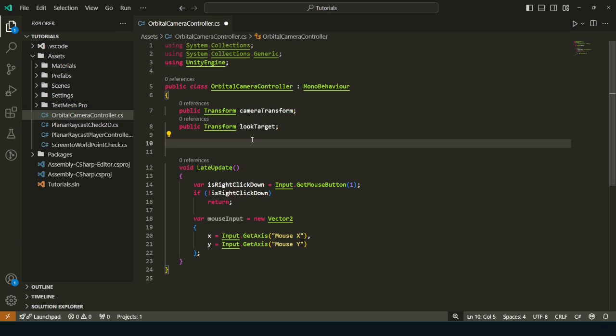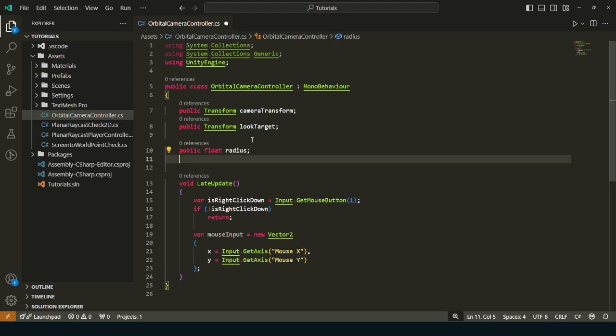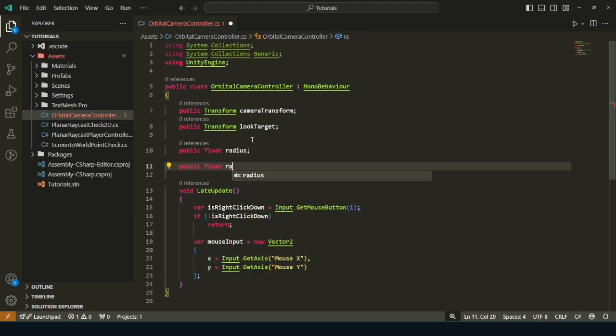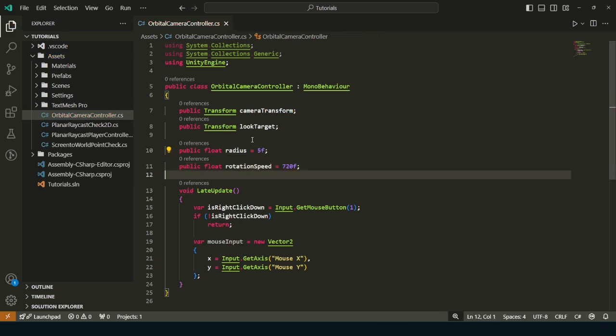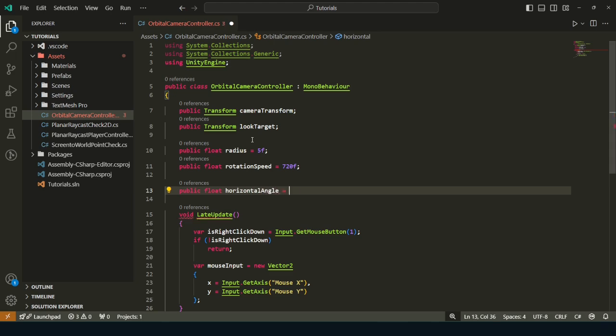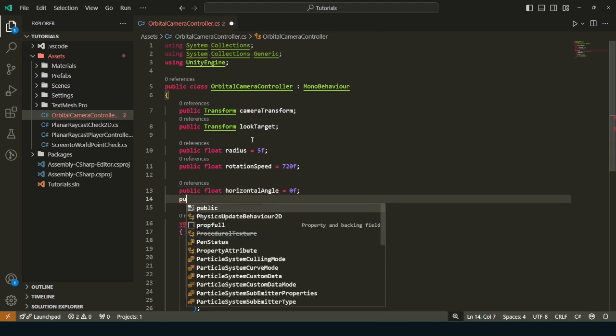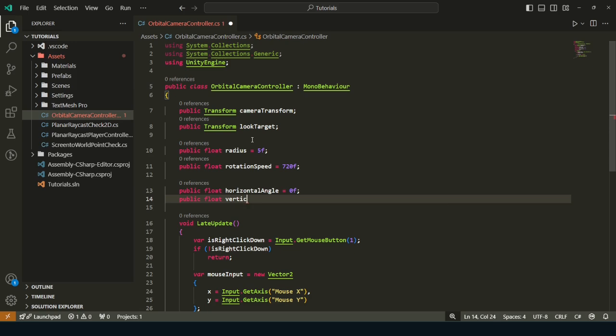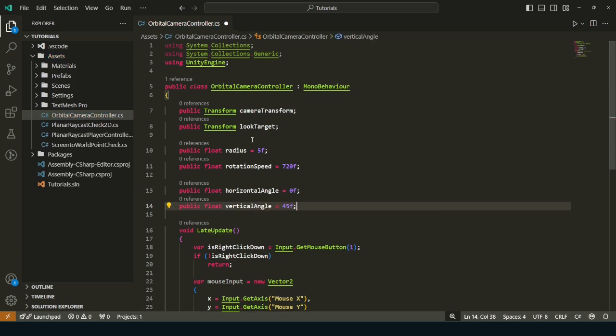So typically with this kind of system, you have some sort of radius that I would like to keep track of, and a rotation speed. We'll start this off at 720 or something. Radius can start off at 5. And we have some angles we're going to play with. So let's say we want some sort of horizontal angle. This will start off at 0, and some sort of vertical angle. And we'll set this to 45 for now. It doesn't really matter what you pick here.